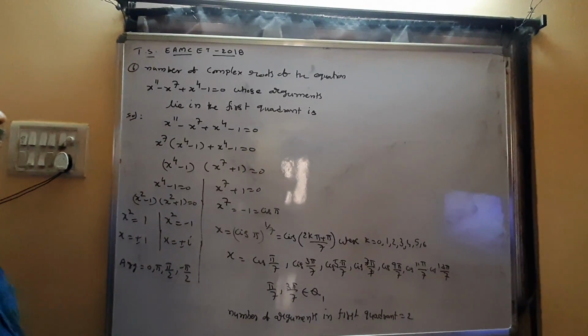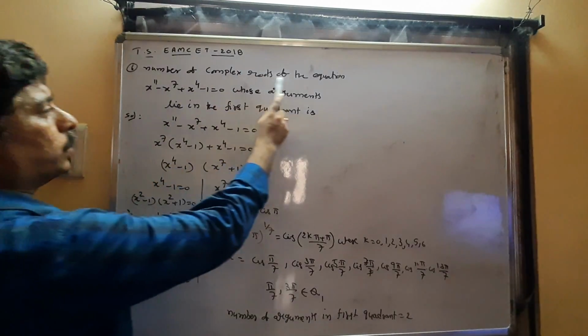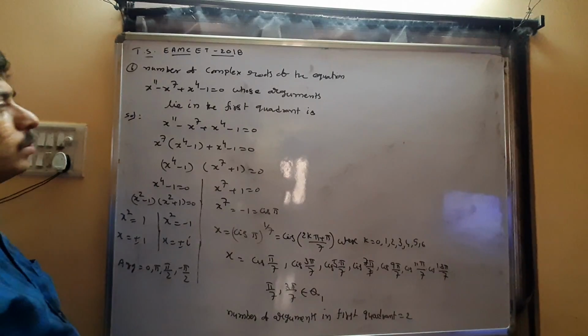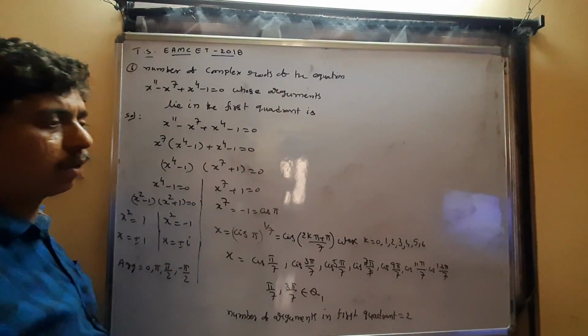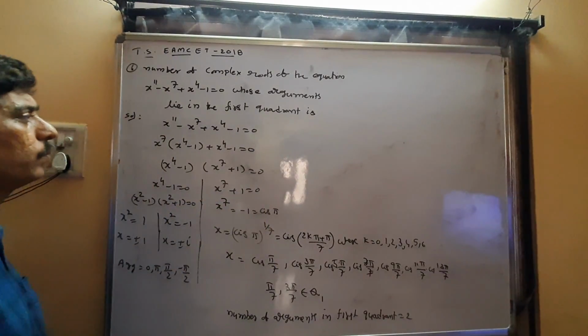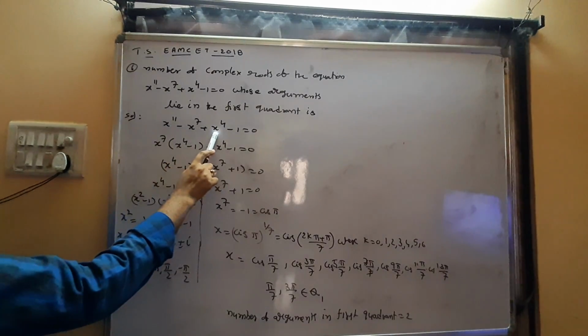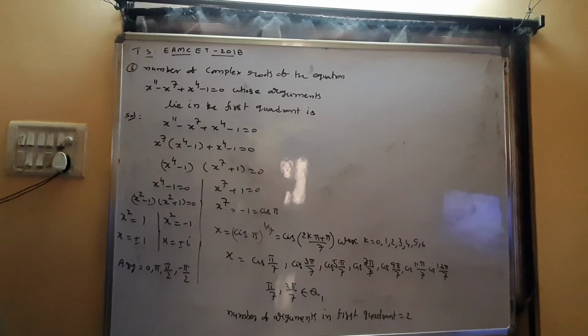Next question. The number of complex roots of the equation whose arguments lie in the first quadrant. You have to solve the equation x^11 minus x^7 plus x^4 minus 1 equal to 0. It is an 11th degree equation, so there are 11 roots.